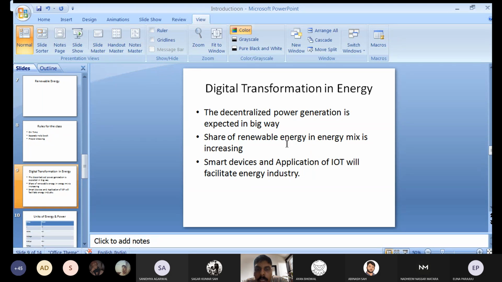Some 10 to 15 years back, mobile phones were just starting in India. Around 2005 to 2007 it boomed. Up to 2005, it was a rare piece. So in the telecom sector, we have witnessed a huge digital transformation in the last 20 years. Like that, in every sector of the industry, digital transformation is happening.